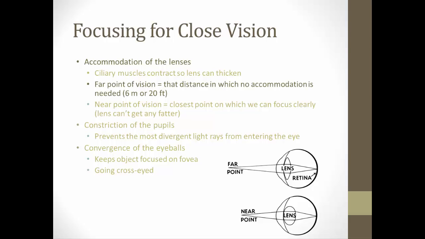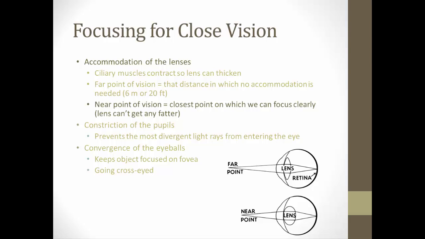A thin lens is enough to bend the light to focus in on the retina. The near point of vision, however, is the nearest point that we could focus clearly. So in other words, it's how close can you get an object to your eye and still be able to focus on it, see it clearly, okay?